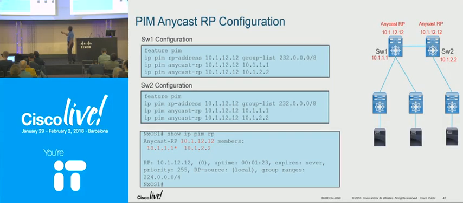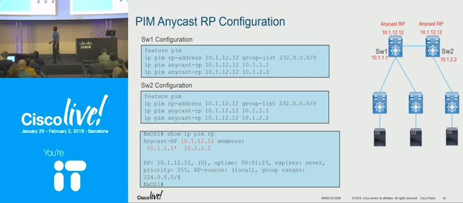And this is the actual unicast address to reach each of those RPs. So here in this example, 10.1.1.1 is the unicast address to reach switch 1, and 10.1.2.2 is the unicast address to reach switch 2. They both will be configured with 10.1.12.12, which is the Anycast RP. So this would be the address that will be configured on other devices as the RP address.